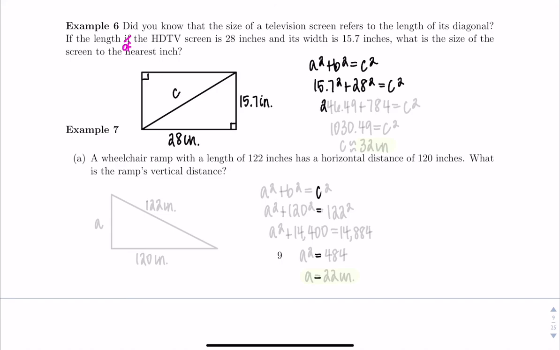Well, that's 246.49 plus 784, which gives me 1030.49 equals c squared. And let's just round to the nearest inch, which we get about 32 inches. So my television would be a 32-inch TV.